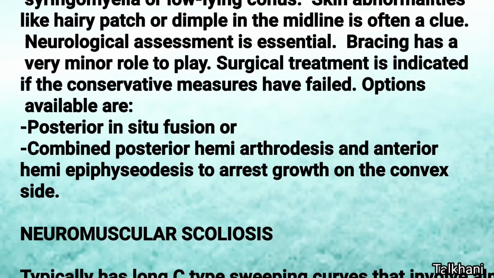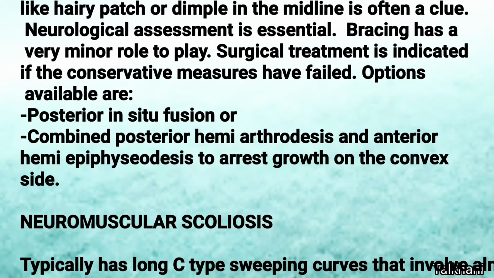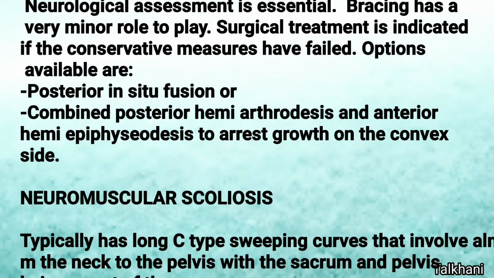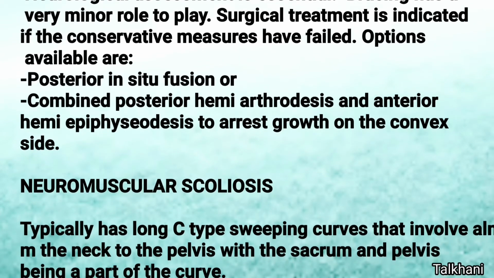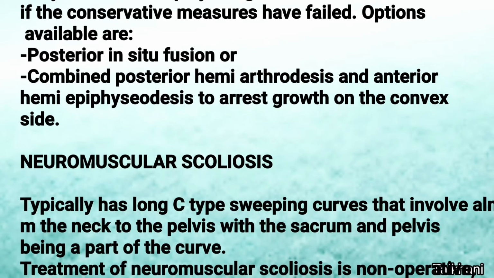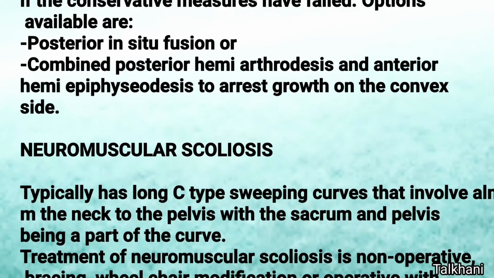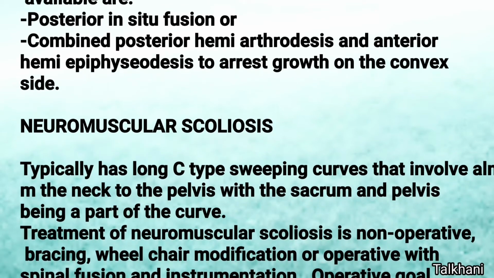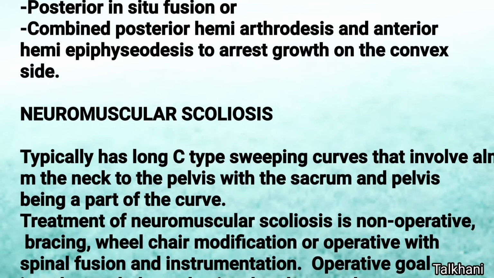Neurological assessment is essential. Bracing has a very minor role to play here. Surgical treatment is indicated only when the non-operative treatment has failed. Options available are posterior in situ fusion or combined posterior hemiarthrodesis and anterior hemiepiphysiodesis to arrest growth on the convex side.